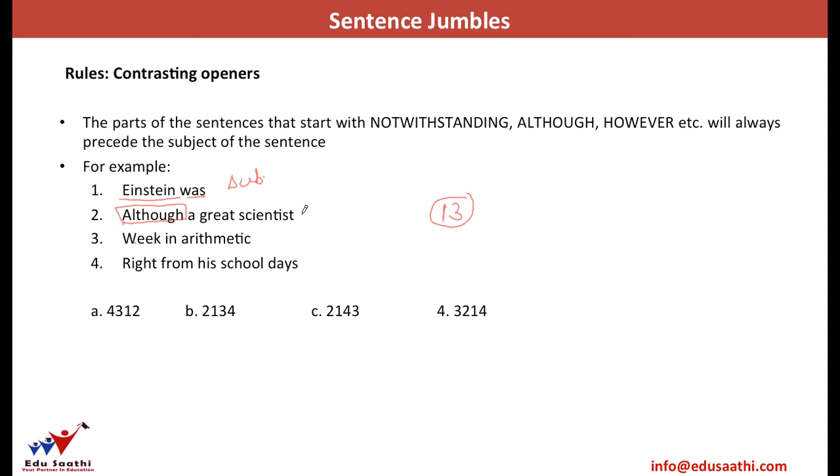And it is also qualifying the subject, which is Einstein, because he was a great scientist. We all know that. So it is a contrast, plus it is qualifying the subject. And since it's qualifying the subject, it has to be kept near the subject. Since it has to be kept near the subject and it is a contrast, the second phrase will precede the first phrase. So the trio becomes 2, 1, 3, and the answer becomes option number B. So we see that there may be contrasting openers in the given sentence.